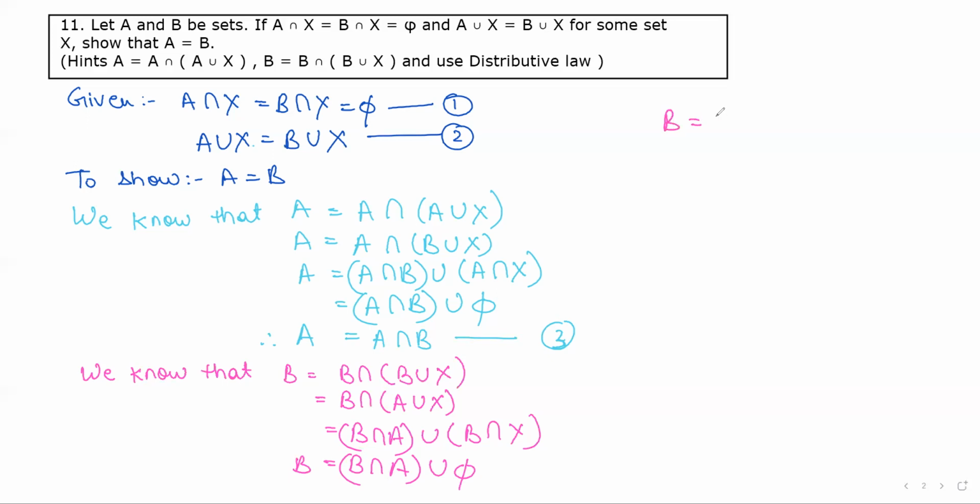Again, this will be equal to B intersection A. Now, intersection follows the commutative property. So this will be equal to A intersection B. This is your condition, equation 4. From 3 and 4, the RHS of the two equations are equal. Therefore, LHS will also be equal. Therefore, A is equal to B.